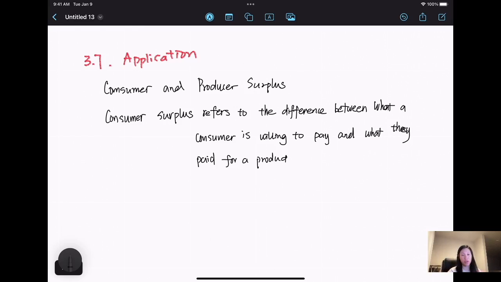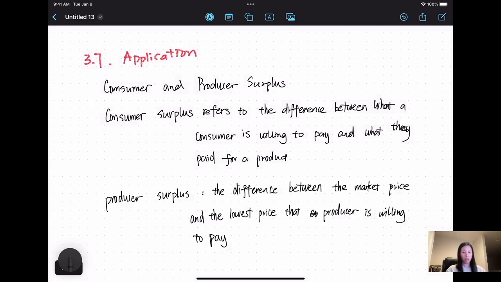So what is producer surplus? The producer surplus is the difference between the price that a producer is willing to accept for a produced good and the market price. Okay, so here is the concept. So now let's do some recall.